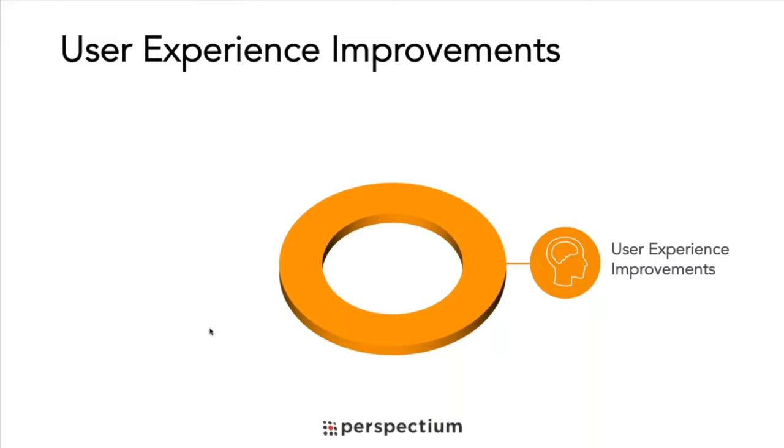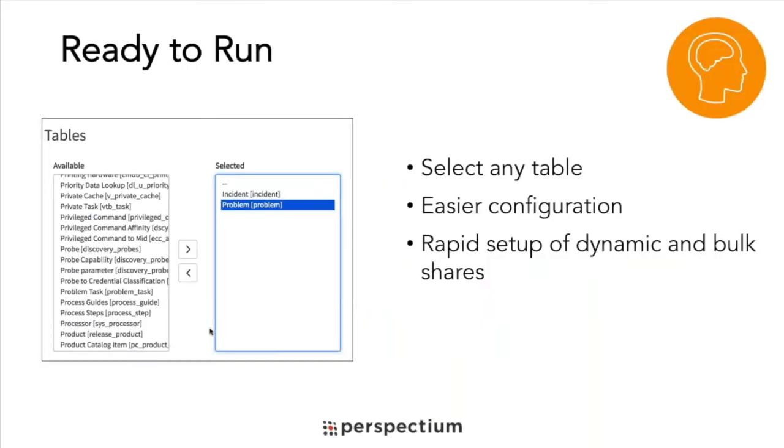We'll start by looking at something that we call ready to run. You'll recall that the ready to run approach was actually something that we introduced back in the Bismuth release. It's a new philosophy for Perspectium products, where we wanted to make our products much easier to set up out of the box, so that when you first started using Perspectium, a simple configuration activity would have the product ready to run in just a few clicks.